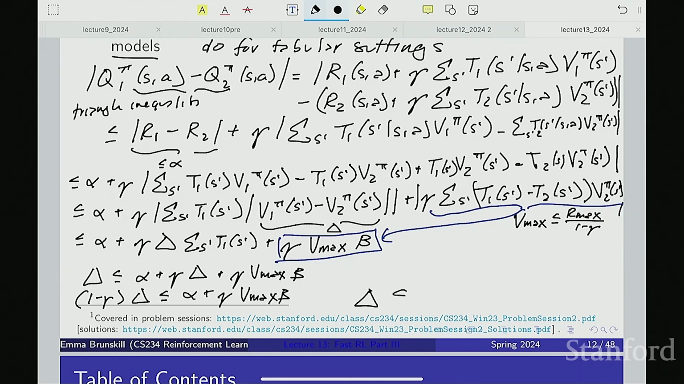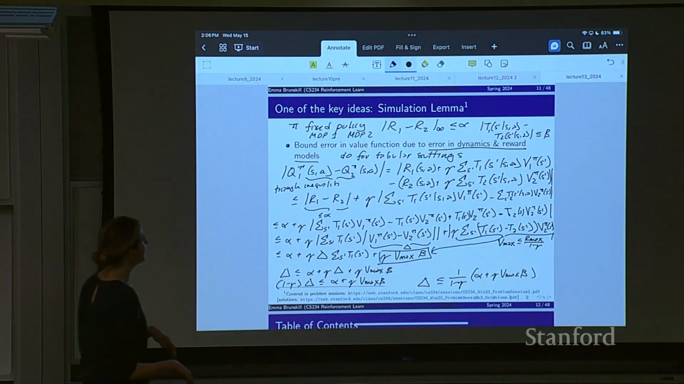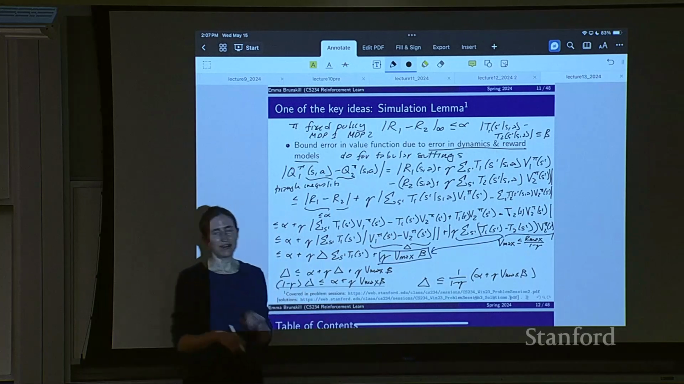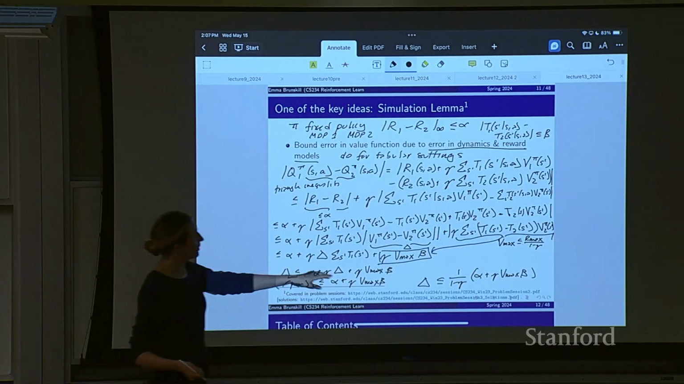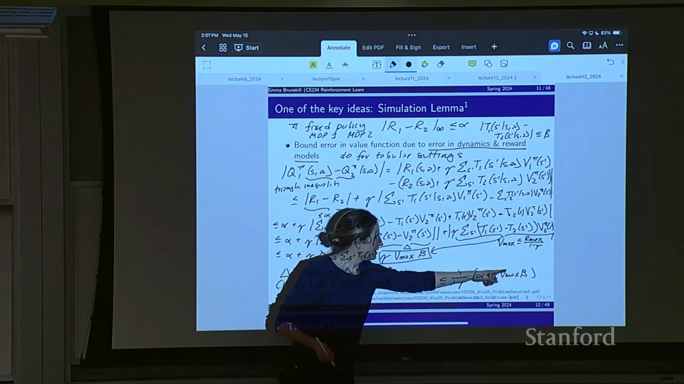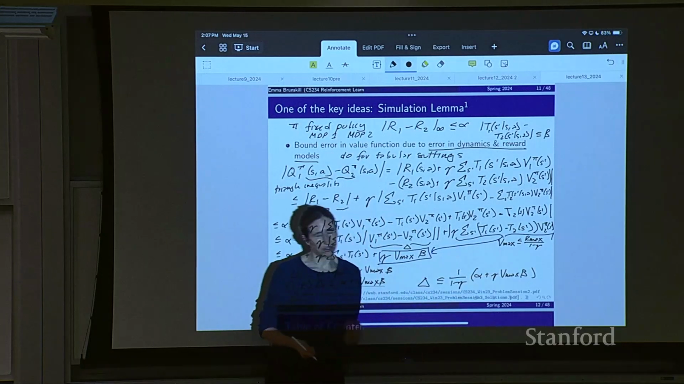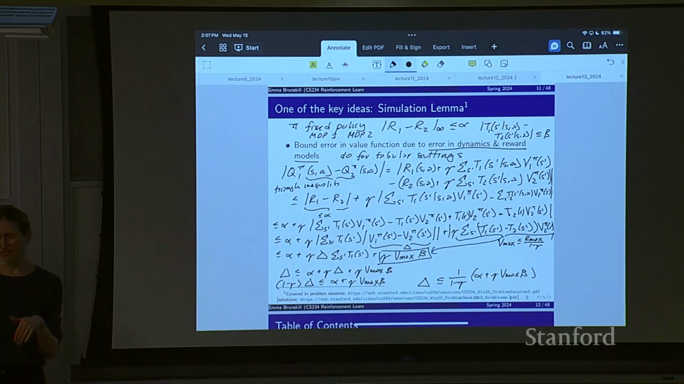Or delta is less than or equal to 1 over (1 minus gamma) times (alpha plus gamma V max beta). Okay, what have we just shown? We've said the worst case error in the value function for the same policy between one model and the other model is upper bounded by 1 over 1 minus gamma times the error in your reward model plus gamma times your maximum value times the error in your dynamics model. So that is one version at least of the simulation lemma.